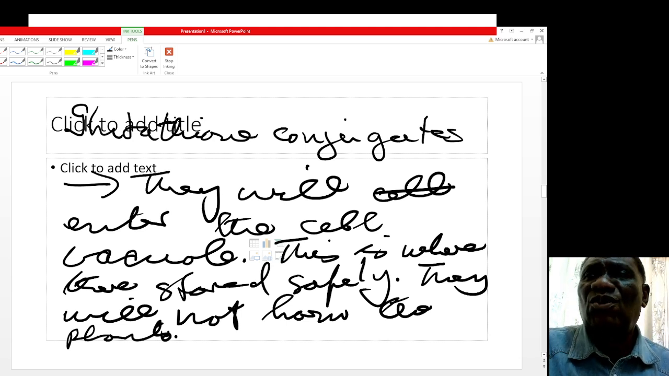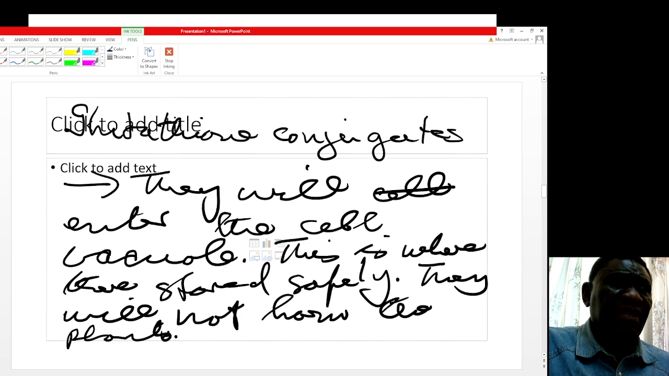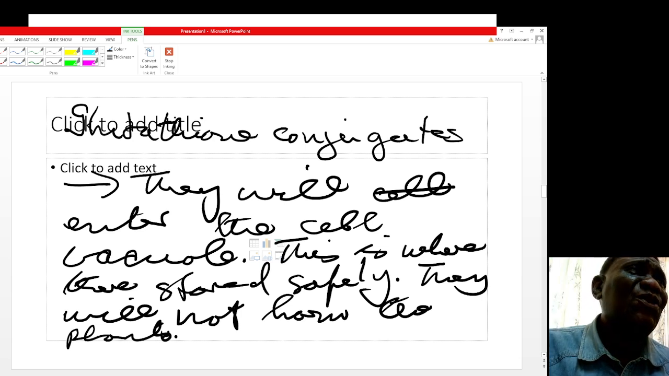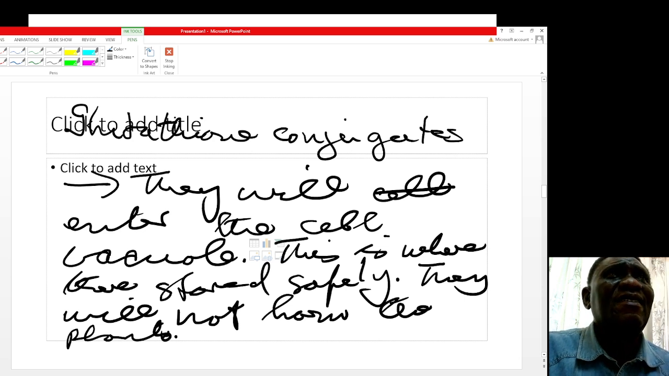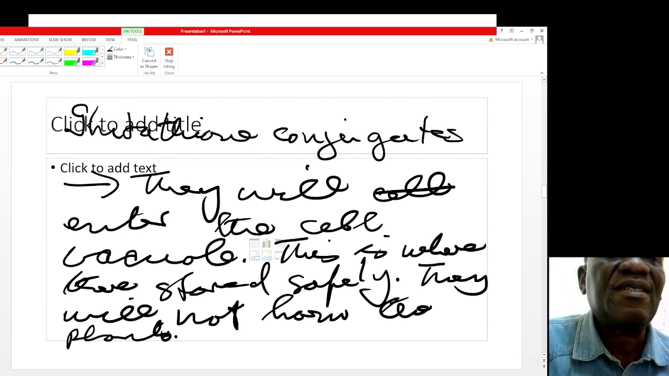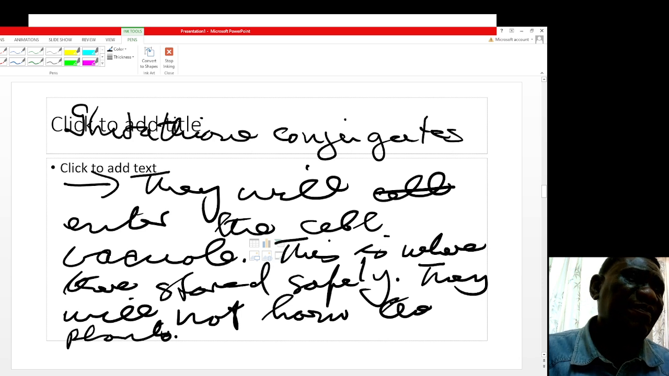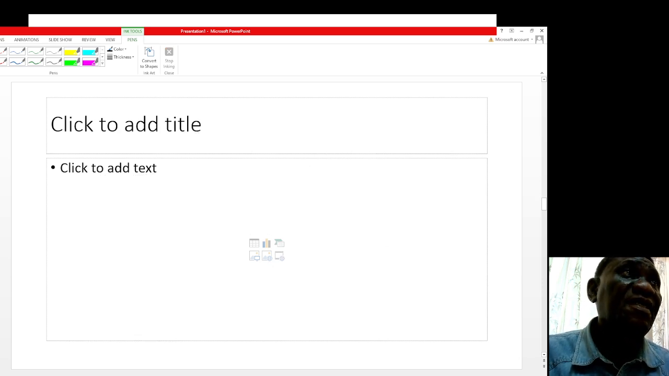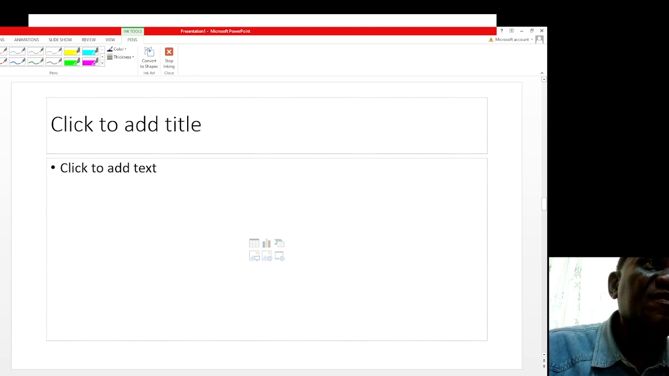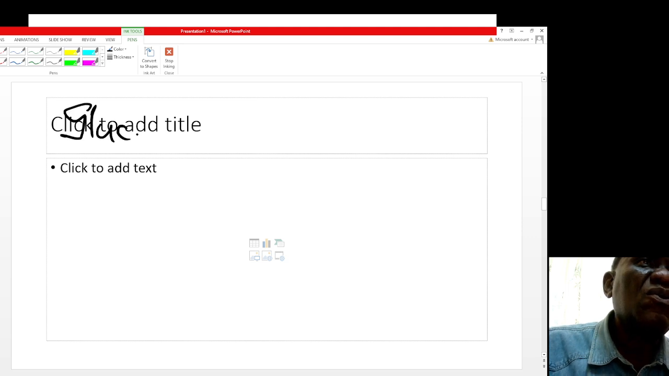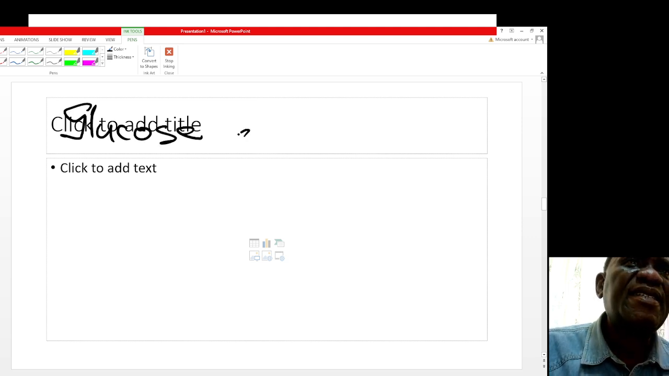So we move on to the role played by sugar in reducing herbicide phytotoxicity or in bringing about selectivity. So let us talk about glucose. Glucose activity.